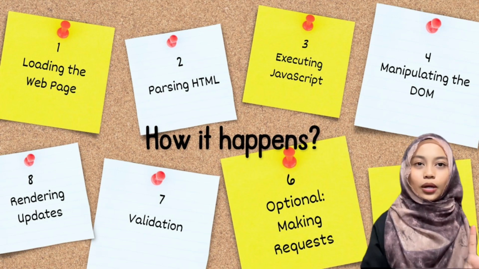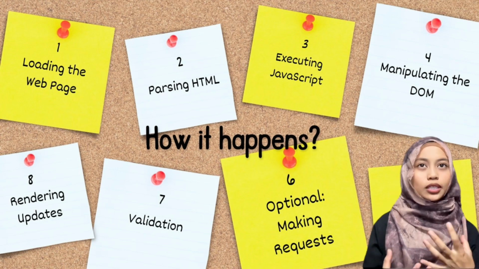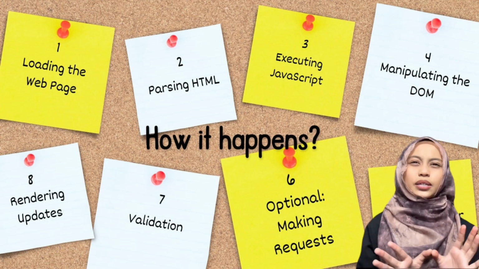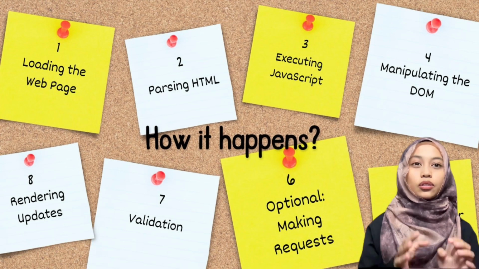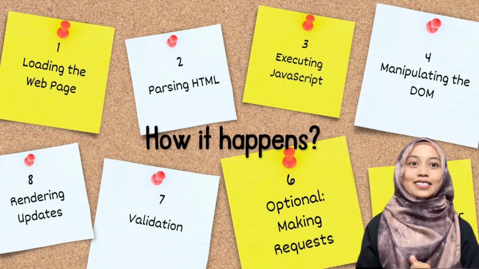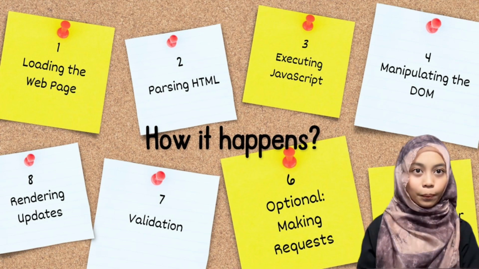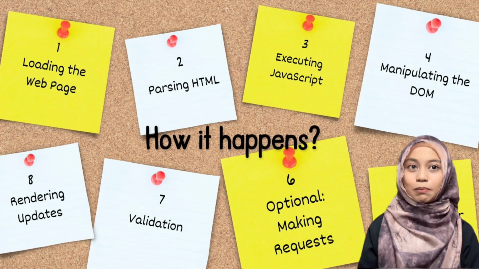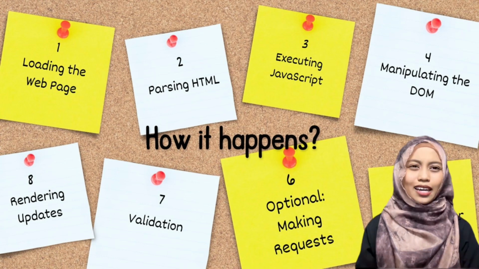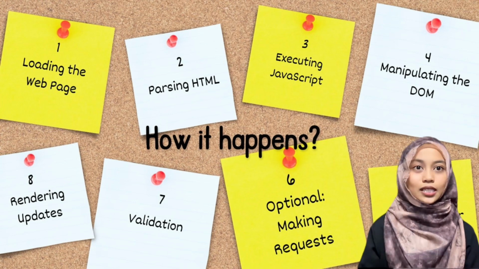The third step is executing JavaScript. If the web page contains JavaScript code, the browser runs it. This code can interact with the DOM, making the web page dynamic. The fourth one is manipulating the DOM. JavaScript can change elements on the web page, like adding new content, updating text, or responding to user actions like clicks.